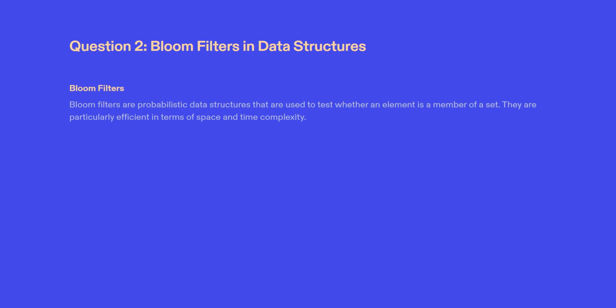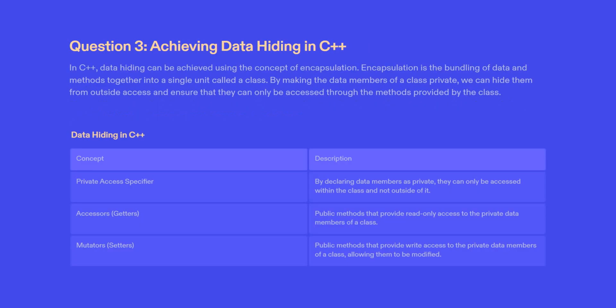Bloom filters are probabilistic data structures that are used to test whether an element is a member of a set or not. They are particularly efficient in terms of space and time complexity. In case you want to deep dive into data structures, this is a very good topic that you can refer to. And come to the next question.